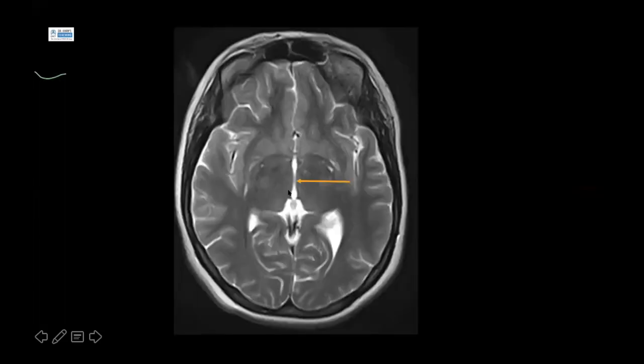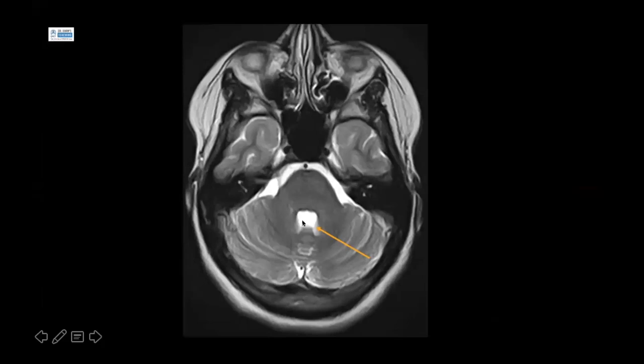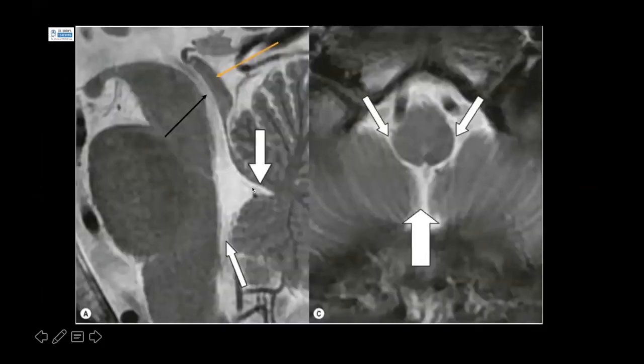We move down into the third ventricle, through the cerebral aqueduct. It's here. So third ventricle into the cerebral aqueduct, into the fourth ventricle. So this is the fourth ventricle here, and on this sagittal image, we're central.